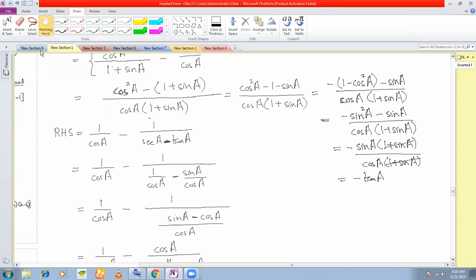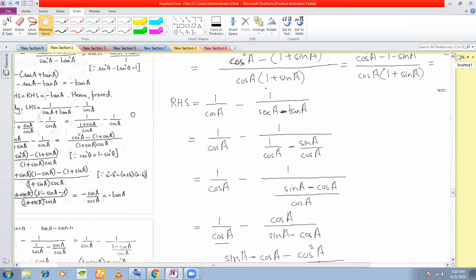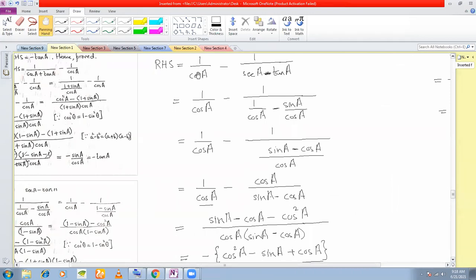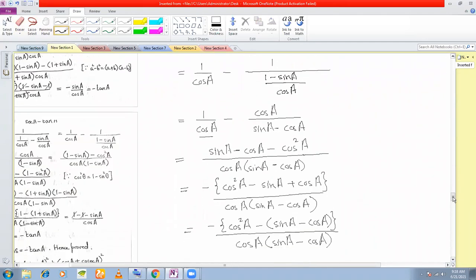Now coming back to the right hand side. Right hand side here was 1 by cos A minus sec A minus tan A. So I have now changed everything to sine and cos in the second step. And I have taken the LCM here. So that LCM here will now be 1 minus sine A by cos A. So that in the next step, 1 by cos A will remain as it is, minus this will be cos A divided by 1 minus sine A.